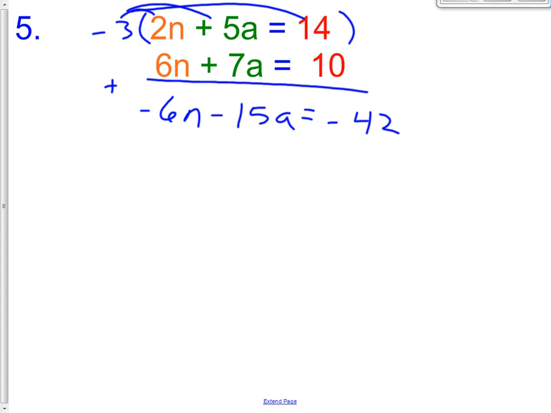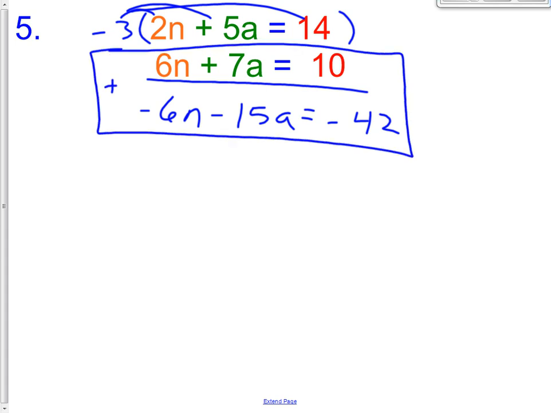So I'm going to add these two equations. 6n minus 6n is 0n. They're eliminated. That's what I wanted to happen. 7a minus 15a is a negative 8a. That equals 10 plus a negative 42 is a negative 32. Divide both sides by a negative 8. A equals 4. So there's one of my answers.